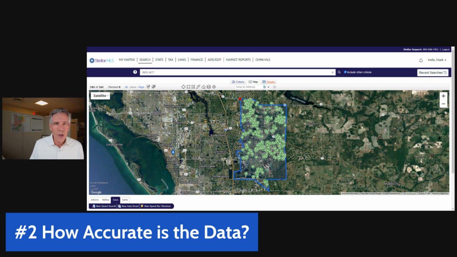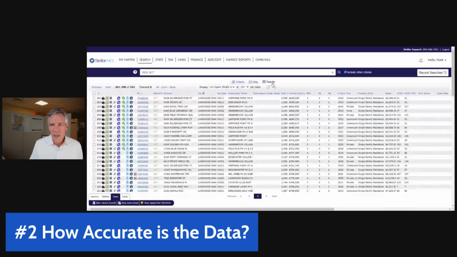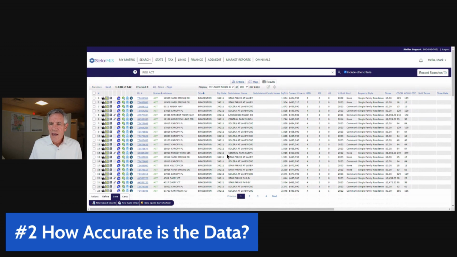But when I go and look at the results, here's where the problem comes in. You see how this says Lakewood Ranch for the cities? Well, a lot of these say Bradenton.